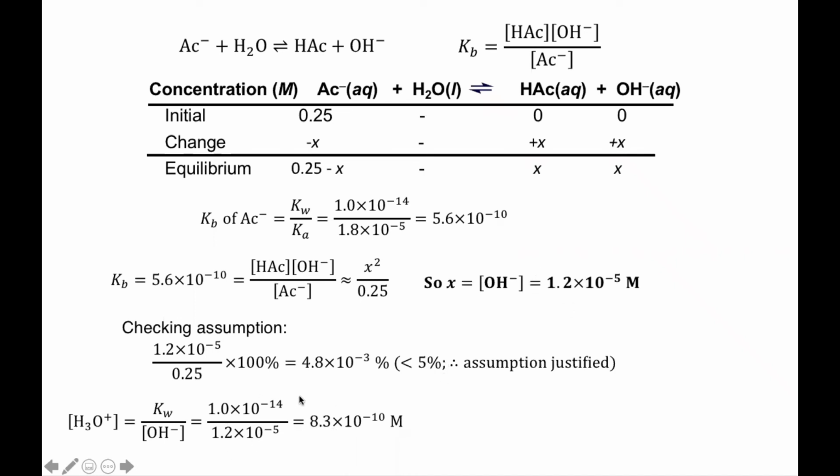So they're there. So that means our hydronium ion concentration is really small, much less than the amount that's produced by water. So the pH here is going to be basic. It's going to be equal to minus log the hydronium ion concentration. So it's going to be minus log 8.3 times 10 to the minus 10, which is going to be equal to 9.08. That's going to be basic, which shows us that a solution of sodium acetate will produce a basic solution.